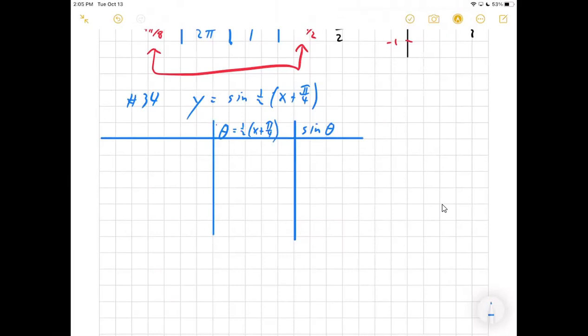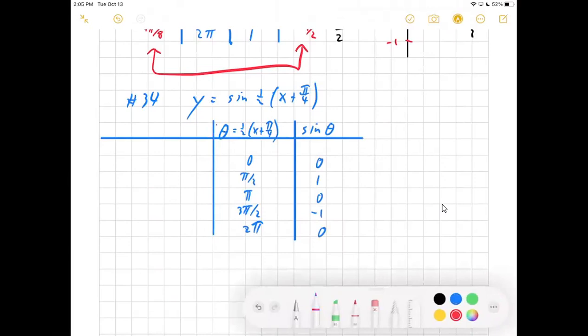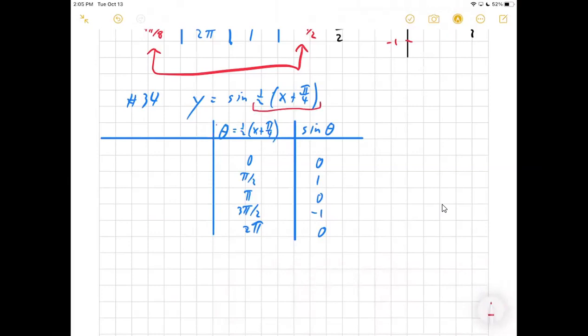All right, so we have 0, pi over 2, pi, 3 pi over 2, and 2 pi as the key points. And we know that the sine function is going to be 0, 1, 0, -1, 0 at those values. Okay, so we can fill those in pretty quickly. Now, if you look at it, we don't need to make any changes vertically. All of the changes in this problem are on the inside of the argument of the sine.